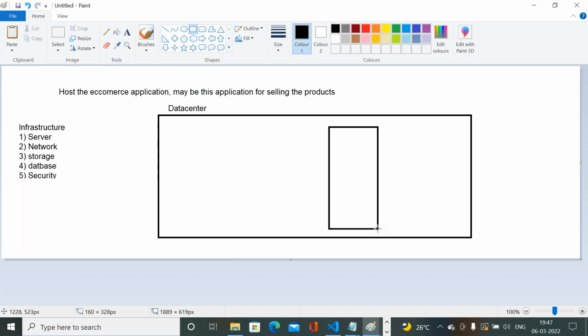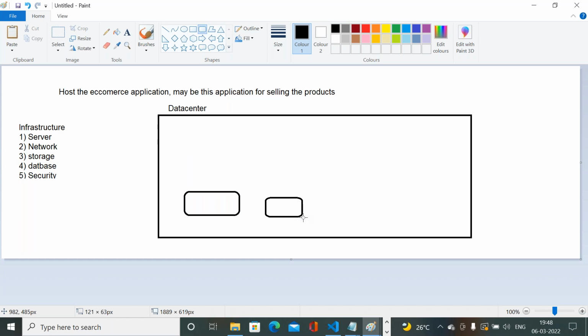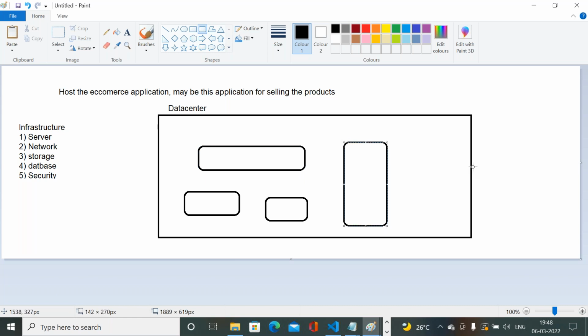Let's say this is a rack. Inside of this rack, he'll be mounting the servers. Okay, let's consider this is the rack. Inside of this rack, he'll be hosting these servers, and the storage, database, security. This is the networking switch. This is security. For that, you want to expose this to the internet, right? For that, you want to take the service providers.